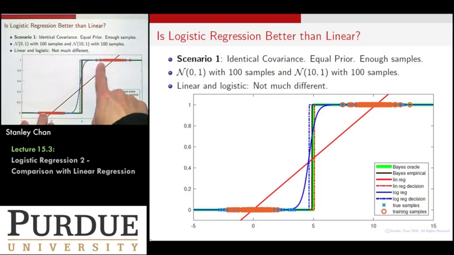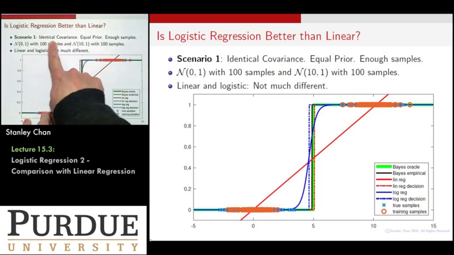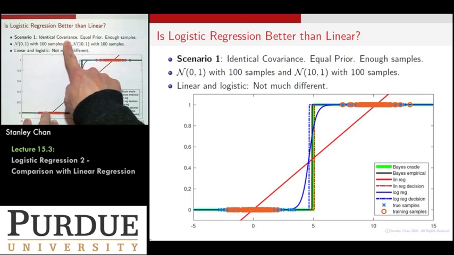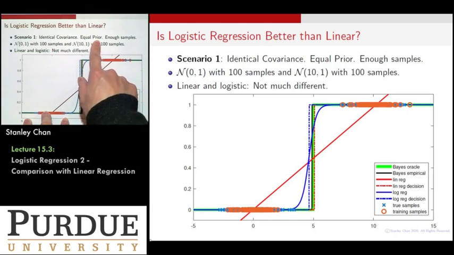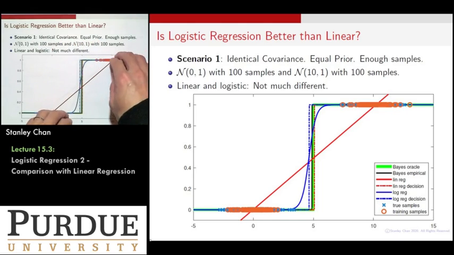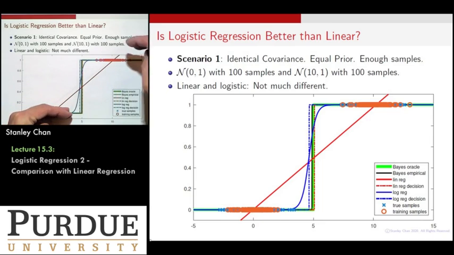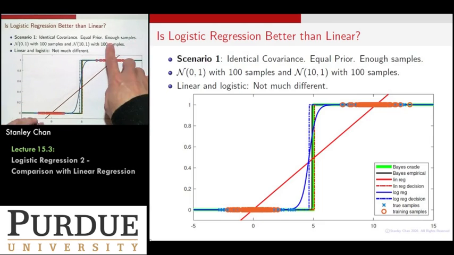So you construct some data points. The two Gaussians have the same covariance matrices, and they have the same prior, so it's half and half. Half the chance of getting this, half the chance of getting the other one. And then you have a lot of samples. So on this plot, you have a lot of numbers.